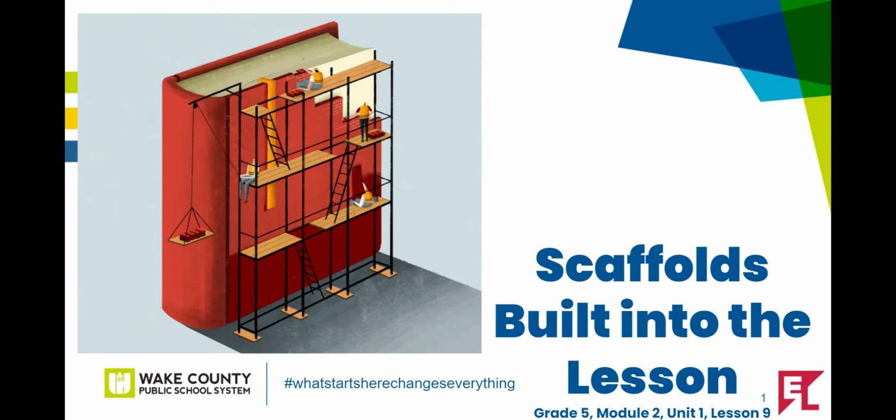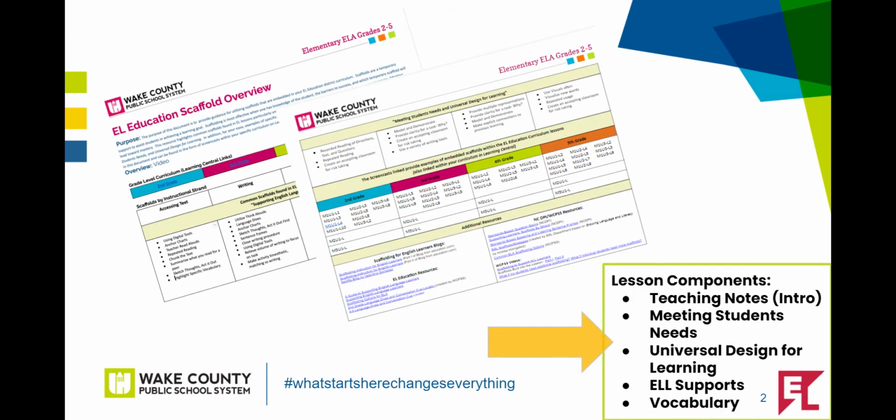Throughout this learning opportunity, we'll focus on examples of scaffolds that already exist within the EL Education lessons using Lesson 9 from Grade 5, Module 2, Unit 1. An EL Education scaffold overview for elementary ELA grades 2 through 5 can be found in Learning Central under the appendix within each grade level module and the teacher planning tools for your grade level curriculum. Please refer to this document for additional supports as you plan.